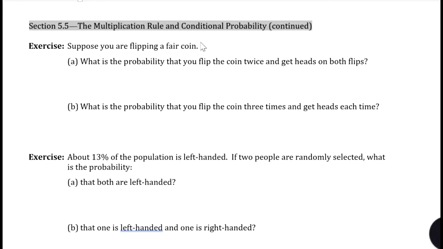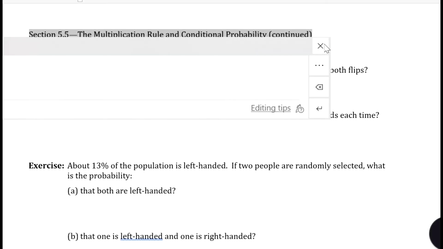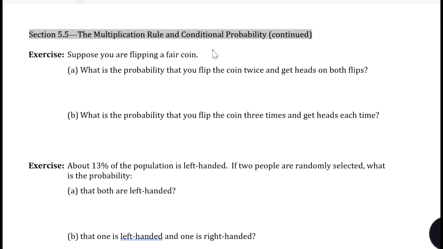So, looking at a coin, the probability of getting a heads is going to be 1 out of 2, because one side of my two sides of my coin is a head, and the probability of getting a tails is going to be, again, 1 out of 2. So the probability that we flip a head and a head is going to be, again, we have this "and," so we're going to do the multiplication rule.